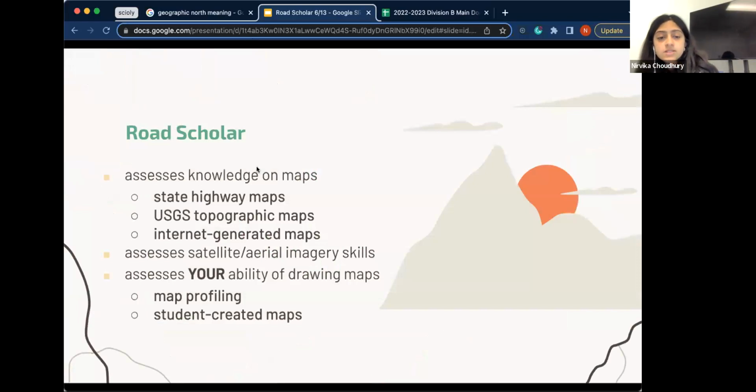So yeah, it assesses your knowledge on maps: state highway maps, USGS topographic maps, and internet generated maps. It also assesses your satellite aerial imagery skills, like Google Maps and things like that. It also assesses how well you can draw maps through map profiling and student created maps. And we'll talk about that some more.